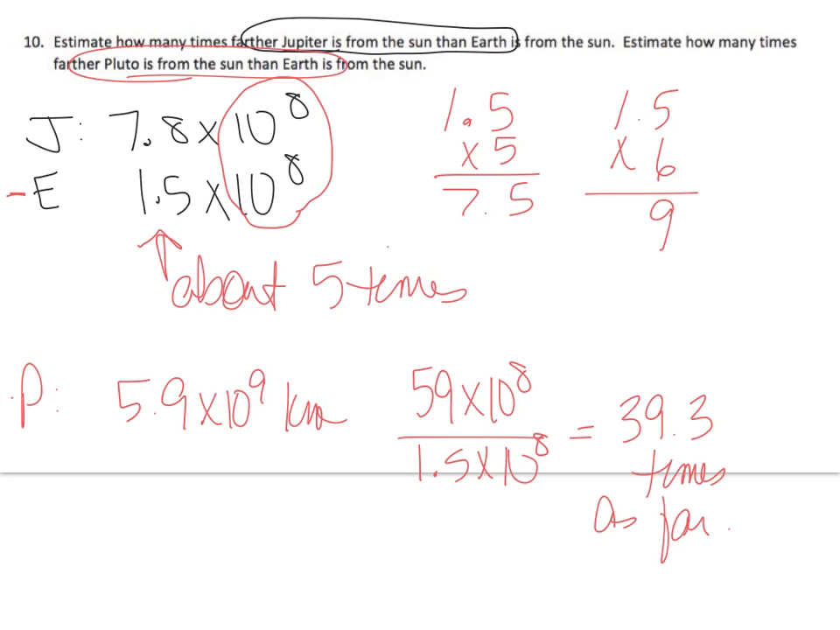And that reminds me, we could have done that over here. 7.8 divided by 1.5. I just started guessing with numbers, sorry. 7.8 divided by 1.5 gives me 5.2. Easier to figure out, right? All right, that's all for today. Good work. We'll see you next time.